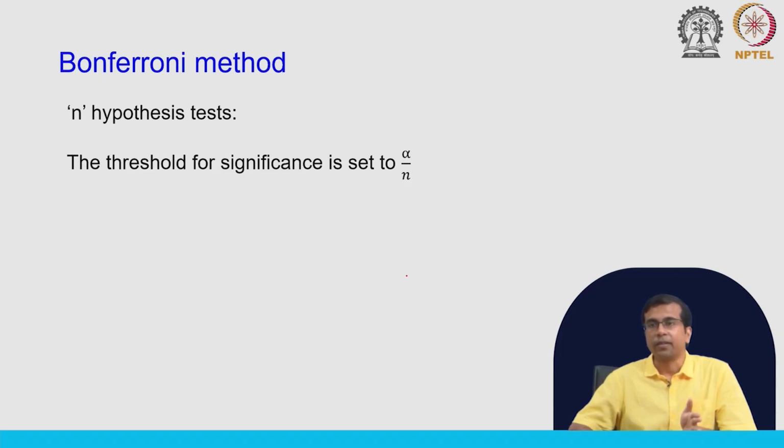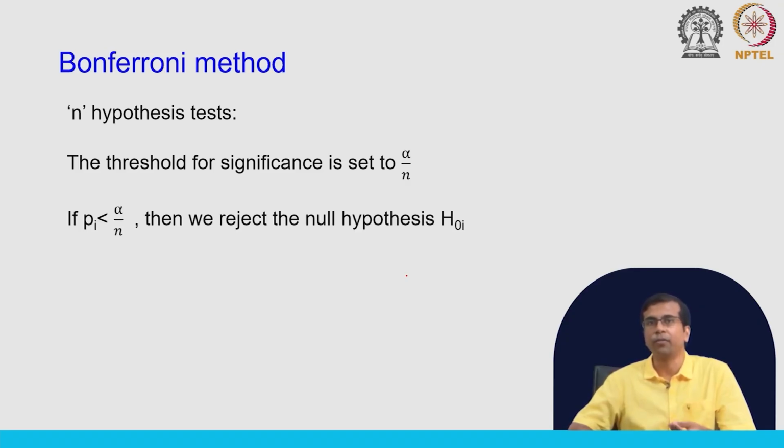In the Bonferroni method, the idea is very simple. Let us change the threshold for significance lower, and how much lower? We set this to alpha over n, where n is the number of statistical tests that we are doing. So, let us divide alpha by n. It is a very simple idea, and then what we do is check all these p values that we generated, and if pi is less than alpha by n, then we reject the null hypothesis H0i. So, this is a very stringent requirement.